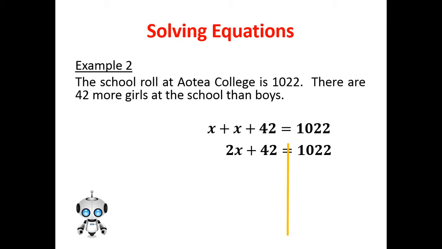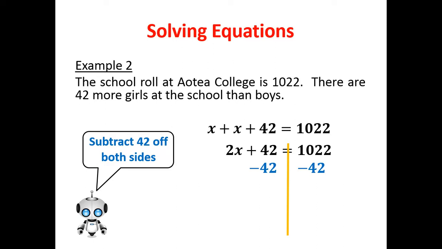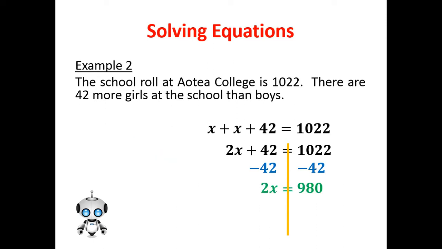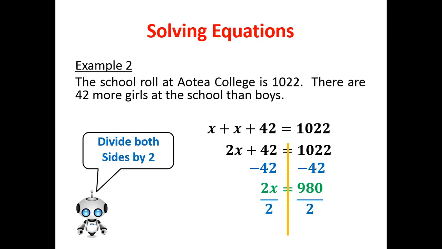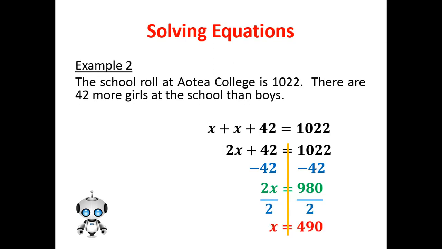Right, let's solve this equation to work out how many boys and girls there are. So a line down the middle, on both sides we're going to subtract 42. 1,022 minus 42 leaves 980. On the left hand side, the plus 42 minus 42 makes 0, so we're left with 2x, so 2x is equal to 980. We're going to divide both sides by 2. 980 divided by 2 makes 490.